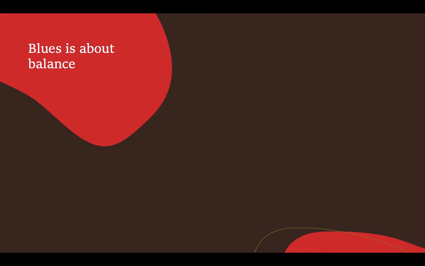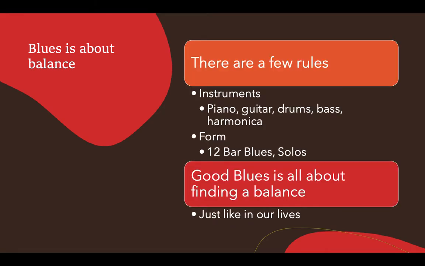The music is all about balance. There are a few rules to blues. There are instruments that are common: piano, guitar, drums, bass, harmonica. There are certain instruments that aren't common in blues, like a harp isn't a common blues instrument. It's a bit of a rule. There's form. The 12-bar blues, as you might remember, is a common blues form.